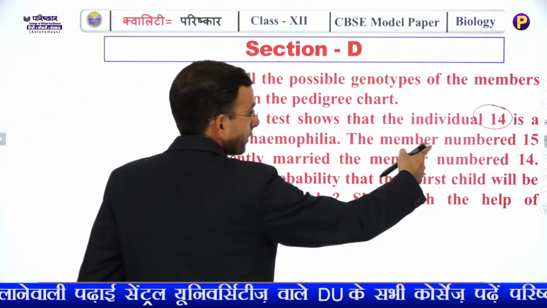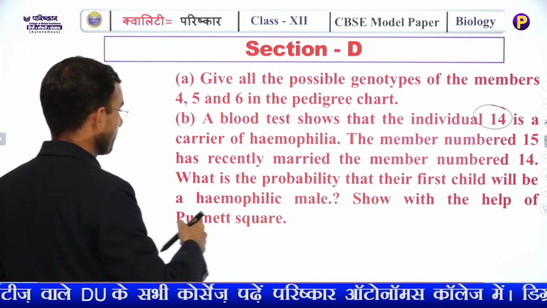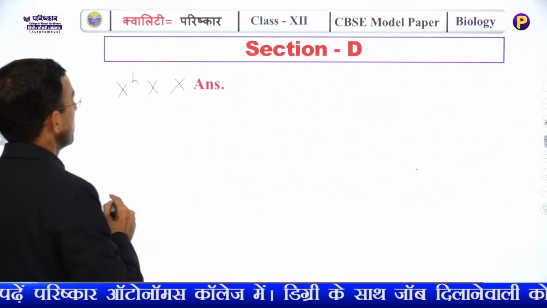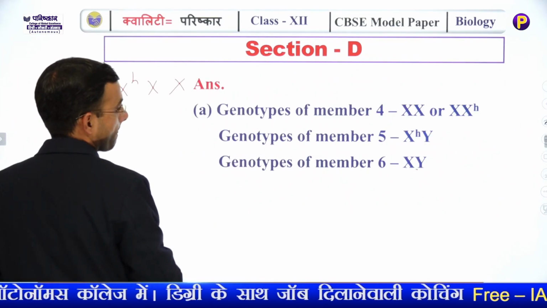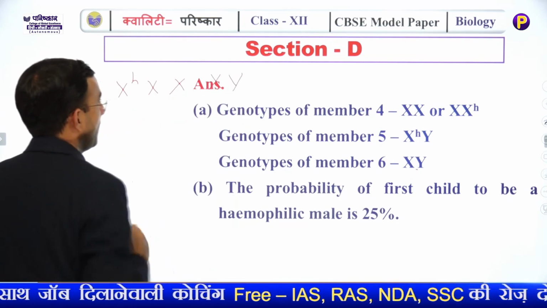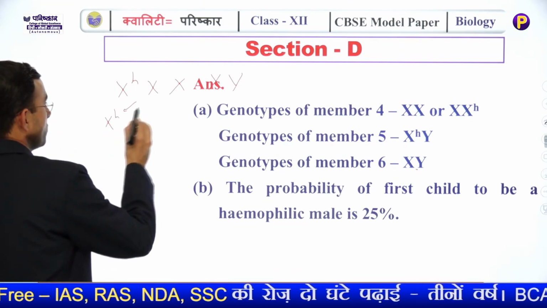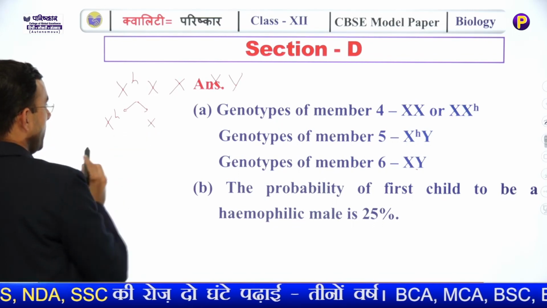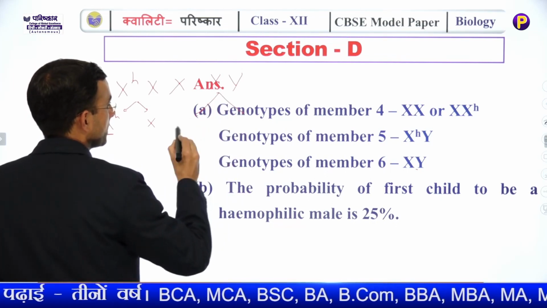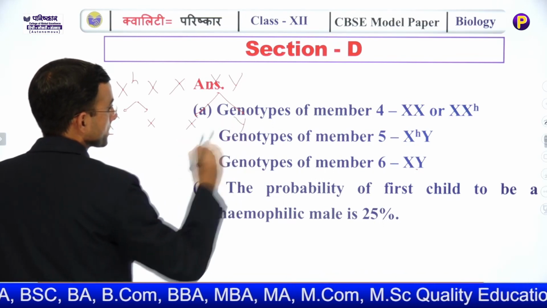Member number 15 has recently married member number 14. So member 15 is normal. Okay, so look at this one. That is male, this one is female, and this one is a normal male. In that there is formation of gametes. So two types of eggs are formed: one is an egg in which the hemophilic gene is present, and on the other side there are two types of sperms, X and Y.